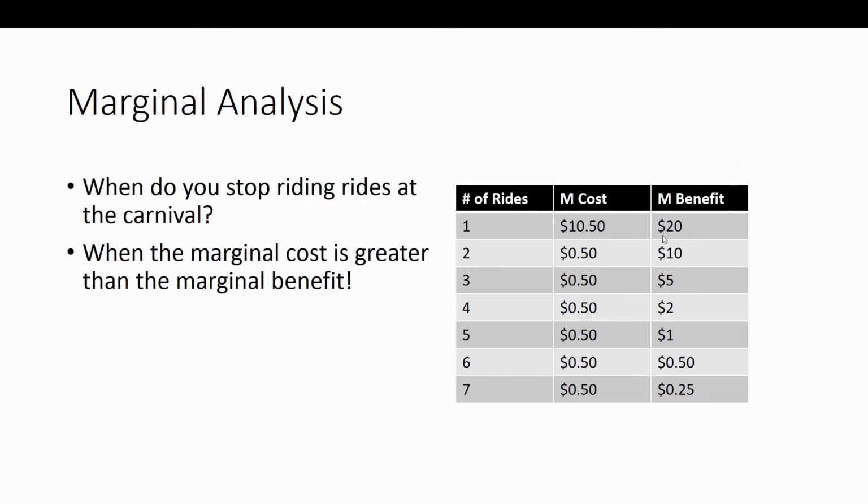So you might go on the merry-go-round a second time because you get $10 of benefit for only 50 cents. The third time you get $5 benefit for 50 cents. The fourth time you get $2 benefit for 50 cents. The fifth time you get $1 benefit for 50 cents. The sixth time you go ahead and ride again because you're going to get 50 cents worth of benefit for 50 cents. And the seventh time you will stop, right? Because your marginal cost is 50 cents. You only get 25 cents worth of benefit from that last trip on the merry-go-round.